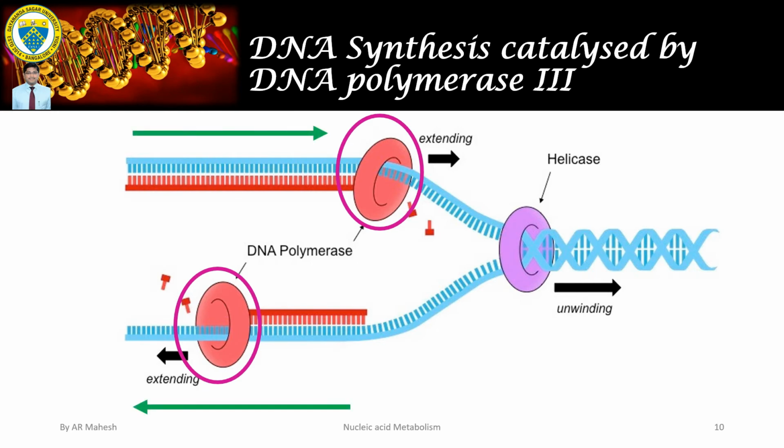One is in the direction 5' to 3' towards the replication fork, which is continuous, and we call it the leading strand. The other is in the direction 5' to 3' away from the replication fork, which is discontinuous, and we call it the lagging strand.